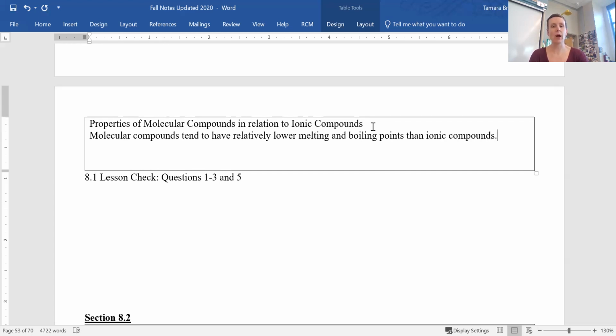But that wasn't the only property that we talked about when we were looking at ionic compounds. We also talked about physical state and we talked about their conductivity. So I want to add those two things. In this box, I want you to add a couple more properties as they pertain to molecular compounds. Physical state can be solid, liquid, or gas. It depends on the compound, so depending on substance.